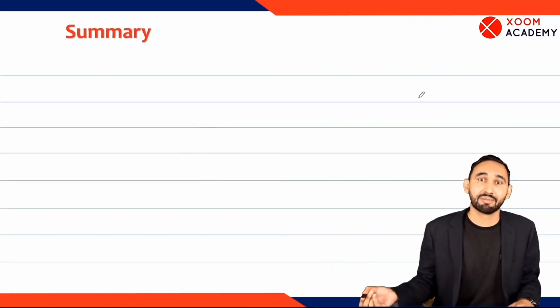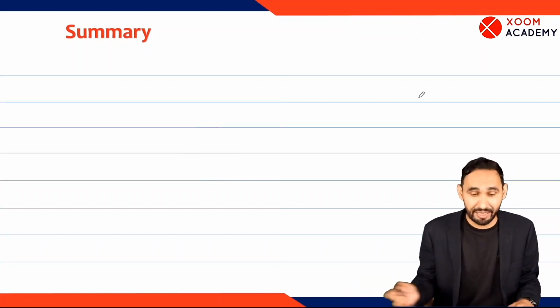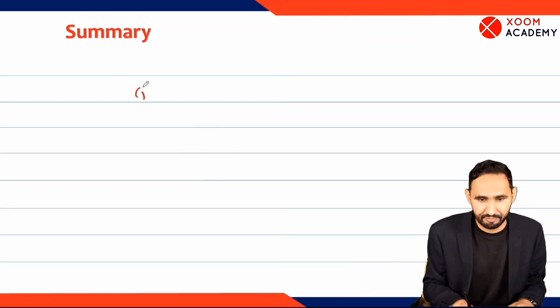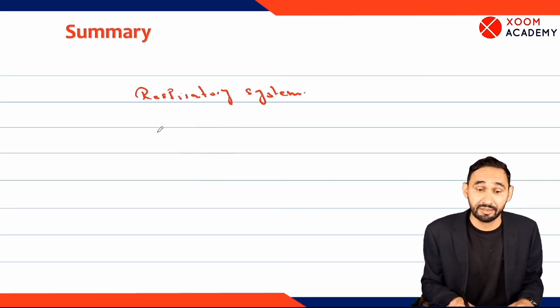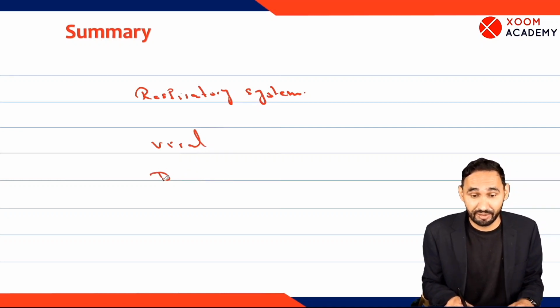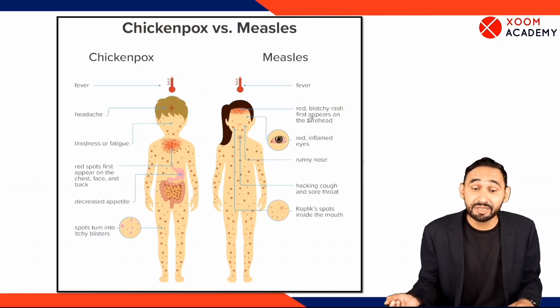Now, we will summarize the session. We have discussed communicable diseases of the respiratory system. We already discussed that they are viral and bacterial. We discussed that measles, mumps, rubella, and chickenpox are viral diseases. We discussed that Haemophilus influenzae, pertussis, and diphtheria are bacterial diseases. Then we discussed measles and chickenpox.